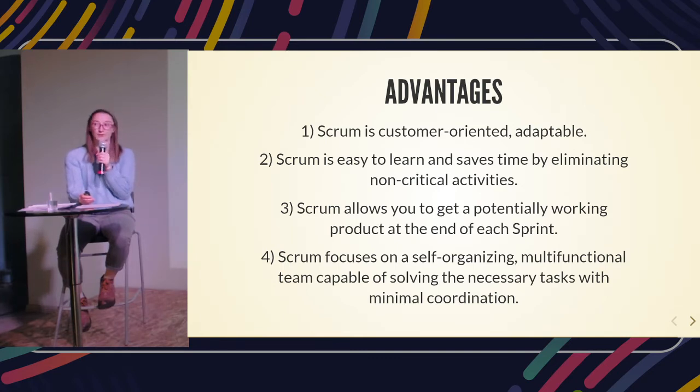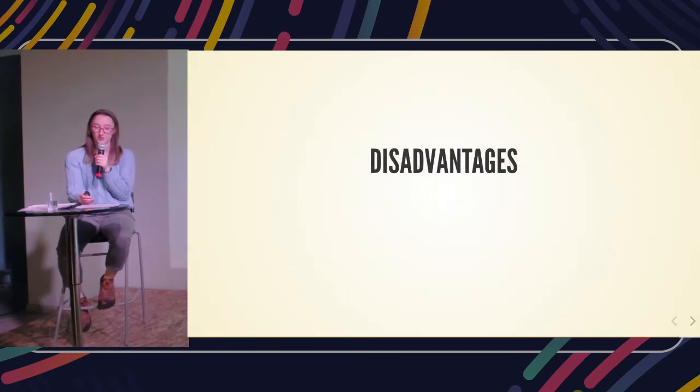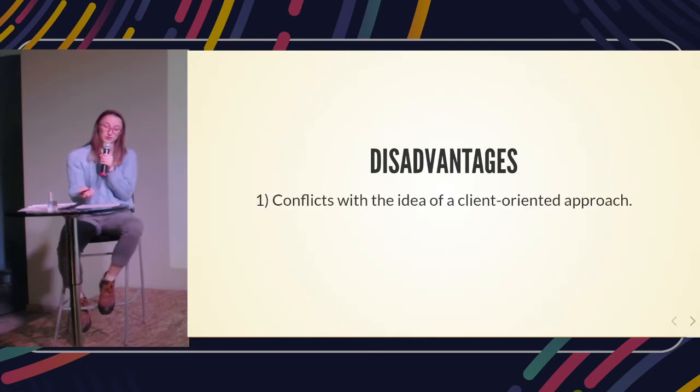Of course, Scrum has disadvantages. Due to its simplicity and minimalism, Scrum sets a small number of rather strict rules. However, this conflicts with the idea of a client-oriented approach in principle, as the client doesn't care about the internal rules of the development team, especially if they limit the client.